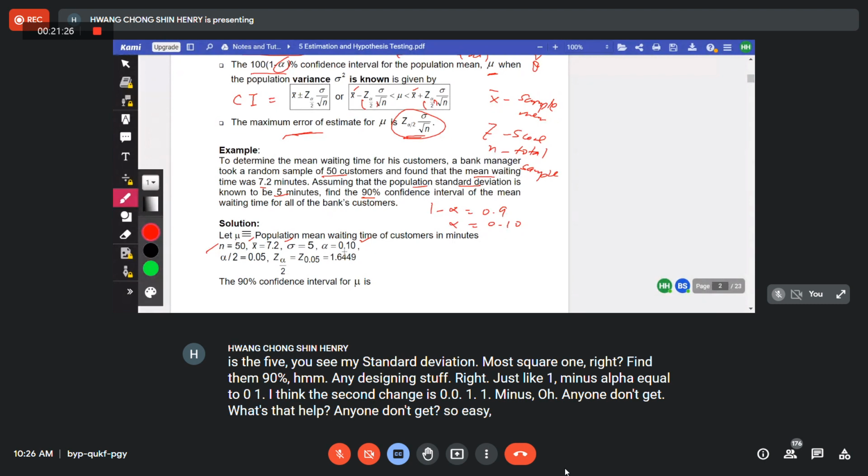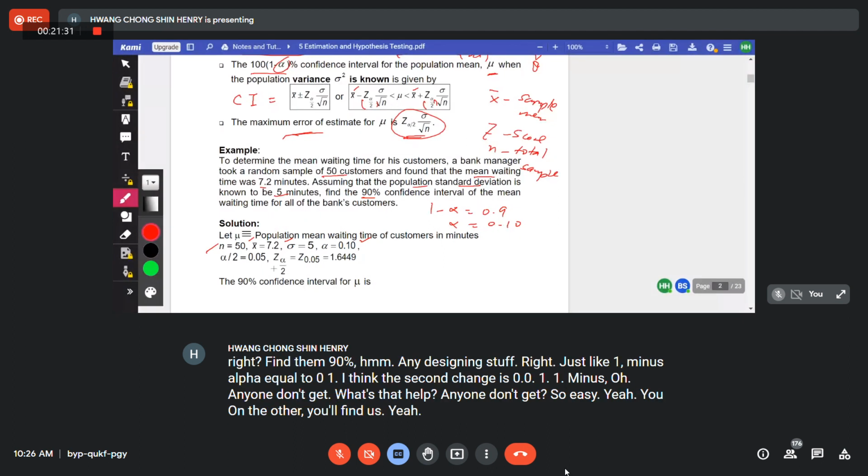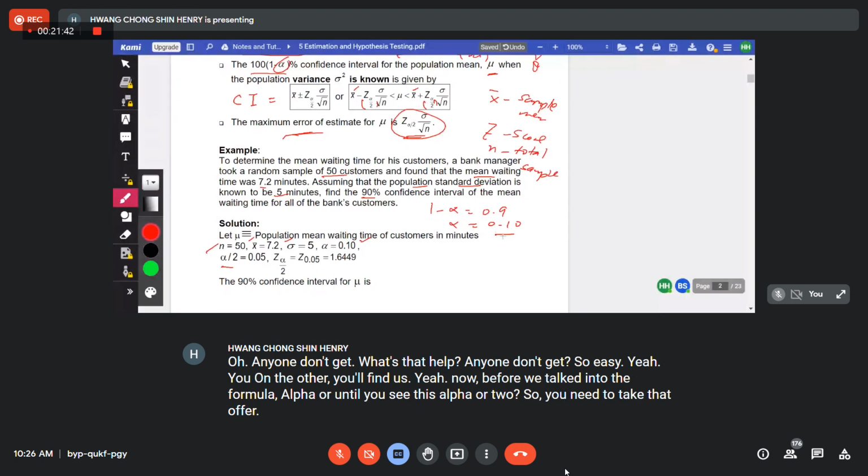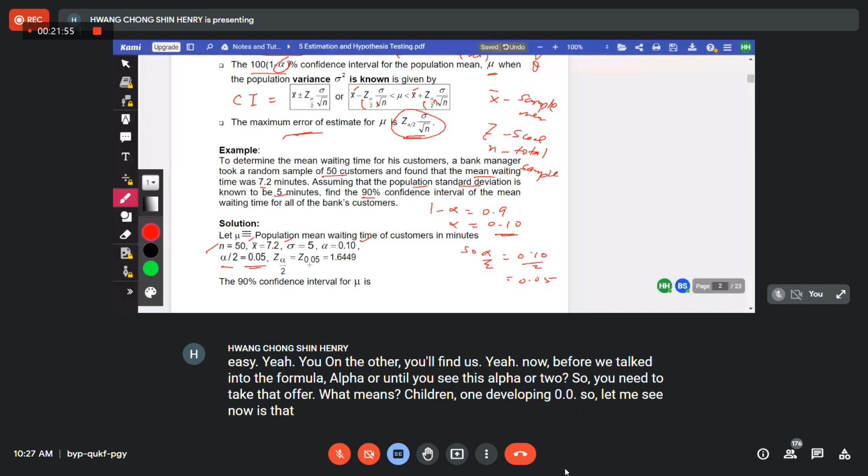So you see, you get all this idea. We are going to plug into the formula to find the CI. Now, before we plug into the formula, alpha over 2. Do you see this alpha over 2? So you need to take the alpha. What's our alpha? 0.1. So alpha over 2 means 0.1 divided by 2, which means 0.05. So that means alpha over 2 now is 0.05, the whole thing divided by 2 only. Okay? Now, can you tell me how to get this Z?